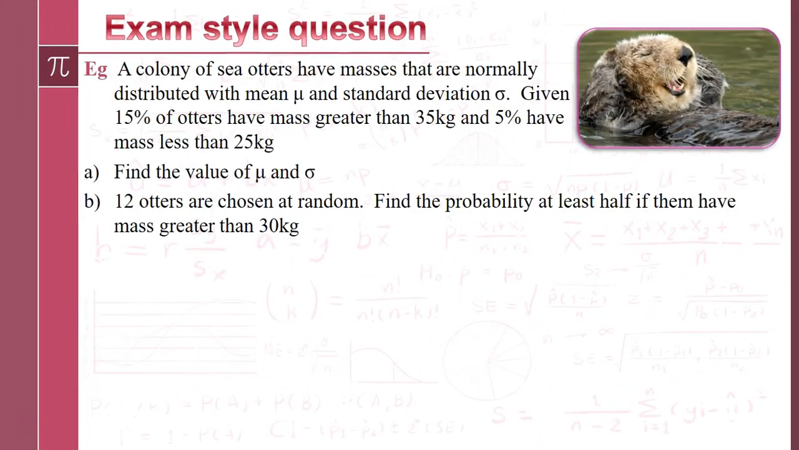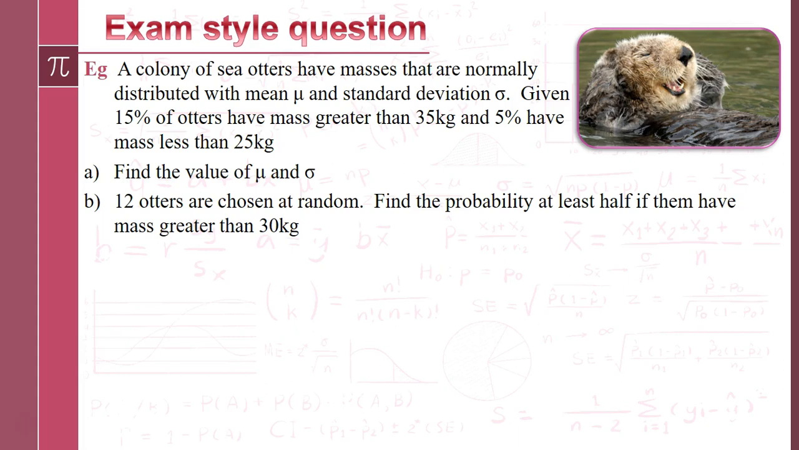Let's go on and have a look at an exam style question. We've got a very chilled out looking otter there. So we've got a colony of sea otters. We know that the masses are normally distributed, with mean mu and standard deviation sigma. And we've got some information. We know 15% of the otters have a mass greater than 35, 5% have a mass less than 25. And let's find a value of mu and sigma.